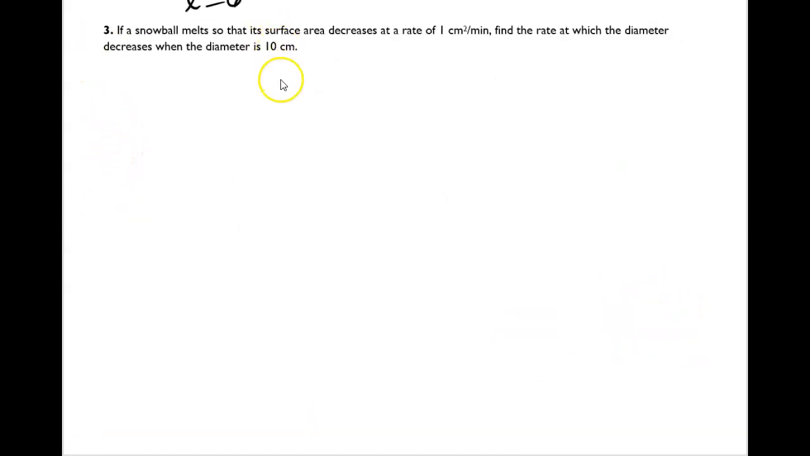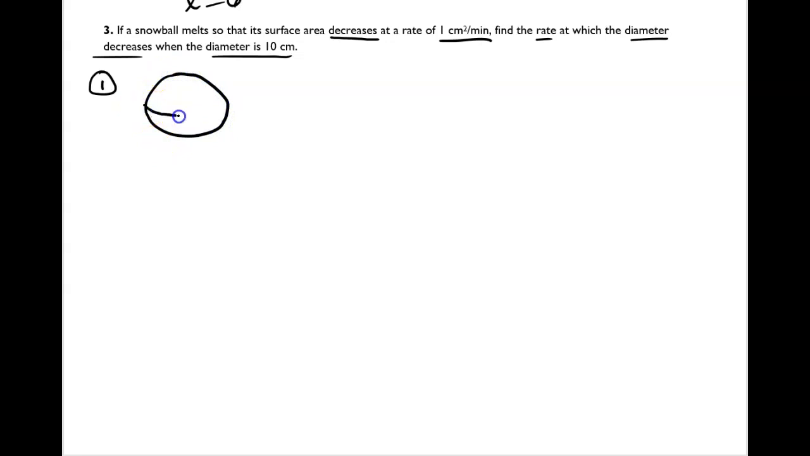Number 3, if a snowball melts so that its surface area decreases, so that decreases is going to be important, at a rate of 1 square centimeter per minute, we want to find the rate at which the diameter decreases when the diameter is 10 centimeters. So let's draw a picture here of a snowball. So we're going to assume that's a spherical snowball. I'm just going to make it look a little more three-dimensional here.